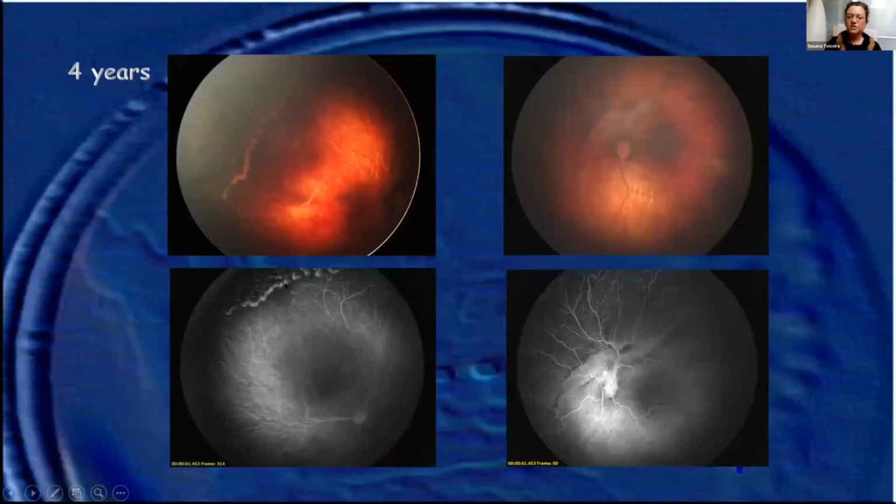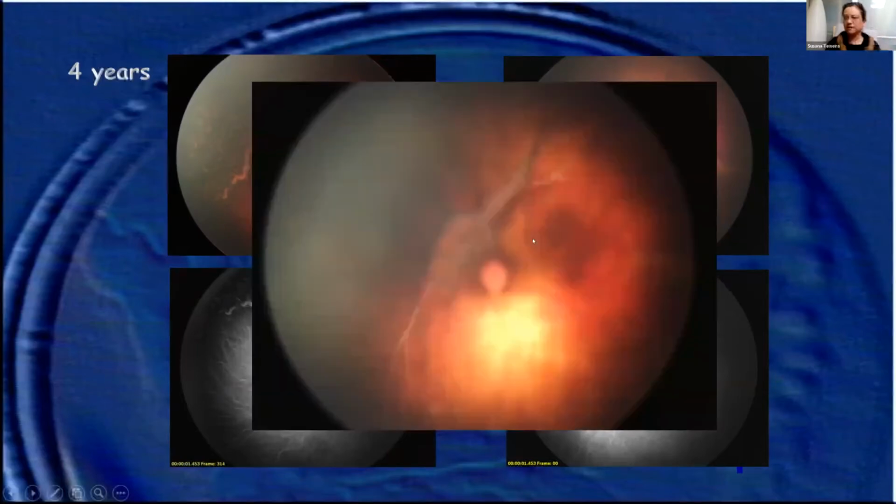And the situation is stable. The baby is now 4 years old and the situation is stable. So we must be careful when they send you referrals with the name of ROP, and then suddenly they are not ROP. If you don't diagnose it, the treatment with anti-VEGF will not be a good treatment. And you can see here you have ghost vessels in the eye, and the situation is quite calm.